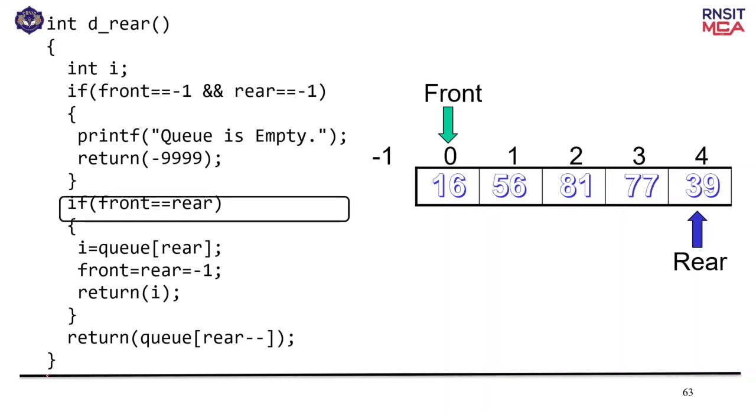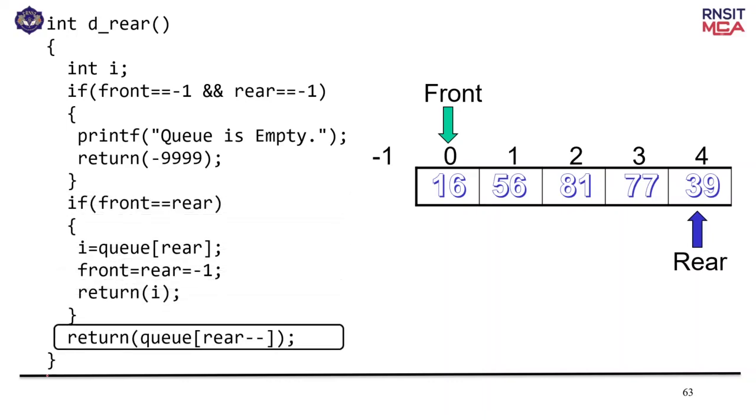So then in such cases, what do you do? Return Q of rear first. Q of rear is nothing but rear is pointing to 39. 39 is the element that is to be returned. Okay, that is the element to be deleted. And what happens? Rear will decrement.